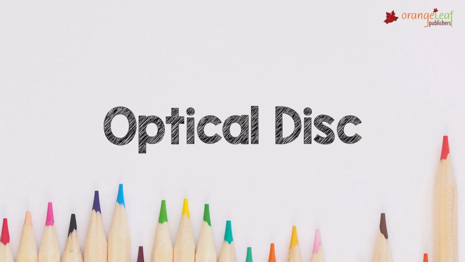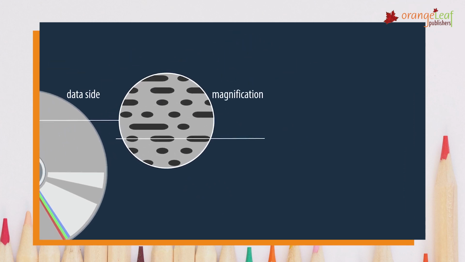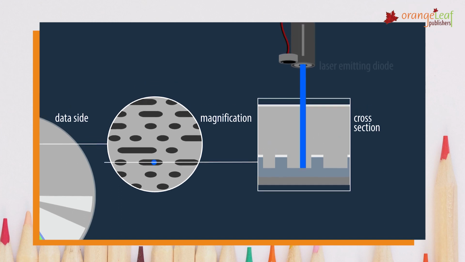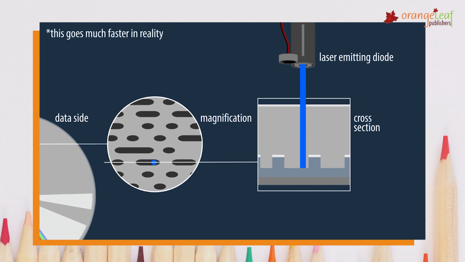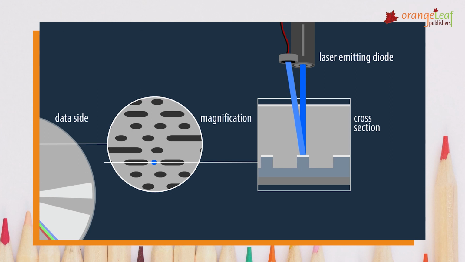Optical disk. An optical disk is an electronic data storage medium that employs optical storage techniques and technologies. It uses laser beams emitted by a laser head mounted on an optical disk drive to read and write data.